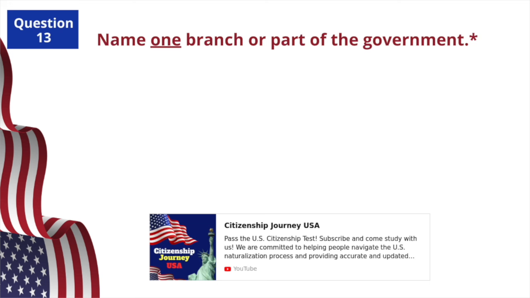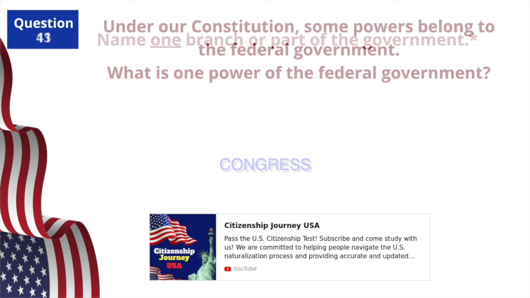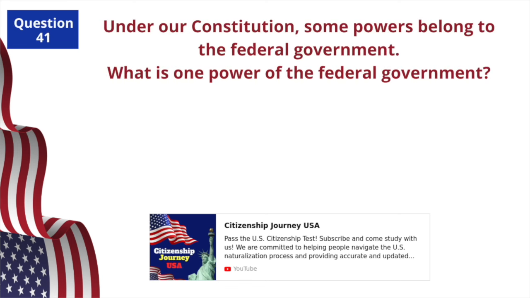Name one branch or part of the government. Congress. Under our Constitution, some powers belong to the federal government. What is one power of the federal government? To print money.